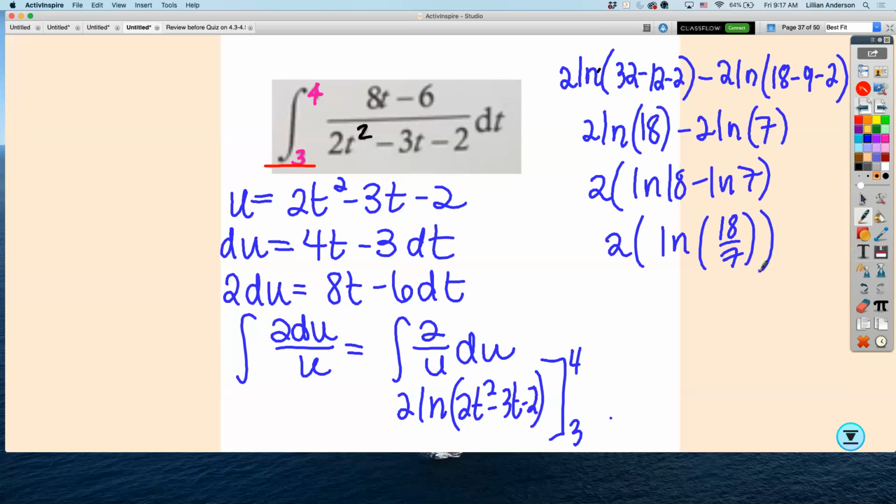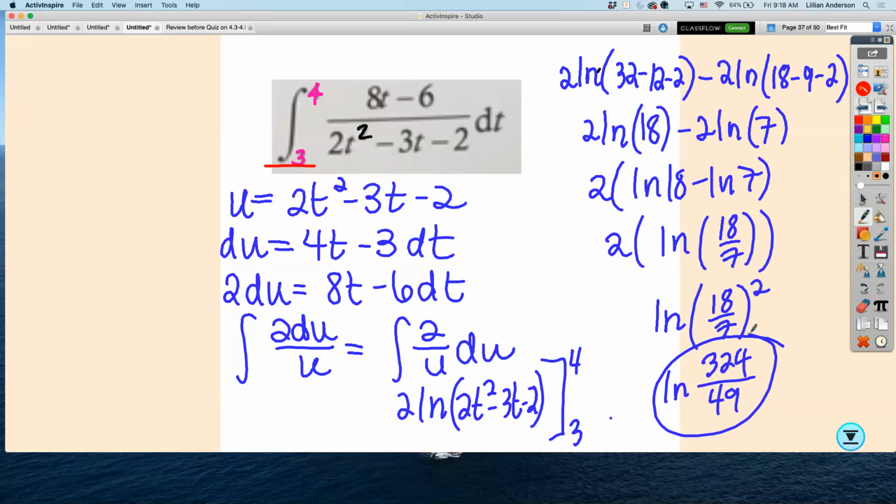Could you also have made the 2 an exponent on each of them? I could have made the 2 the exponent. And then I know that 7 squared is 49. And what's 18 squared? You might know? Quick. 324.